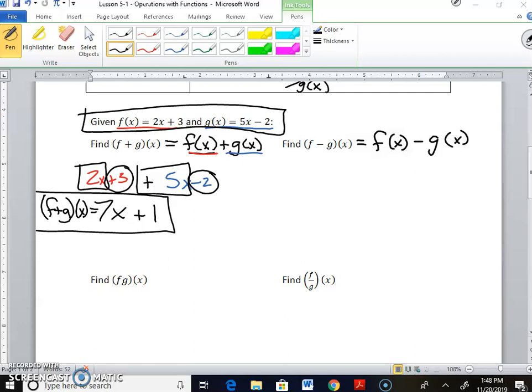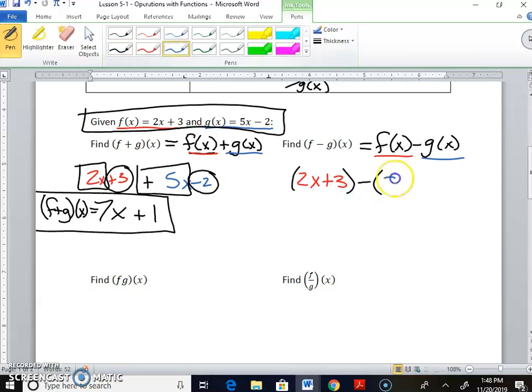Now, this one does have something that I worry a little bit about you guys with. Write that in. We've got f of x minus g of x. So I'm going to take my f of x minus my g of x. It's going to look exactly like our previous problem. 2x plus 3 for my f of x. But instead of having a plus sign in the middle of them, now I'm going to have a minus sign in the middle. And that minus sign is going to have one extra step here.